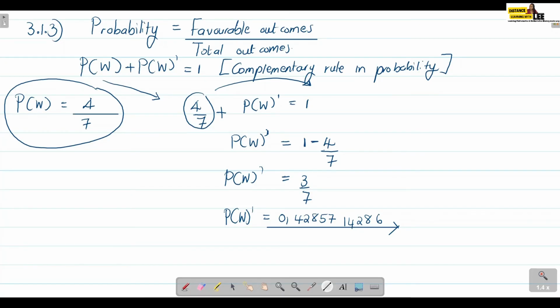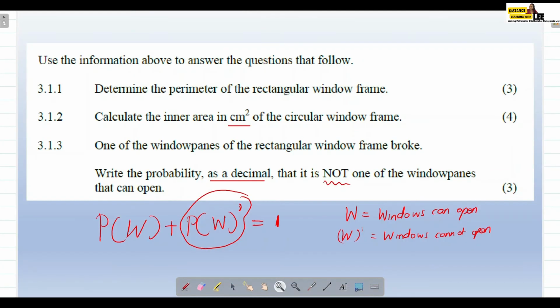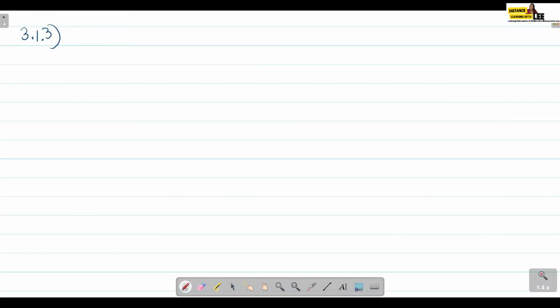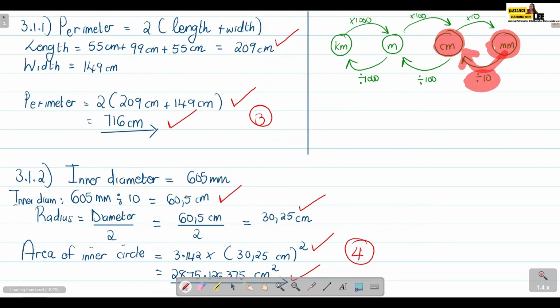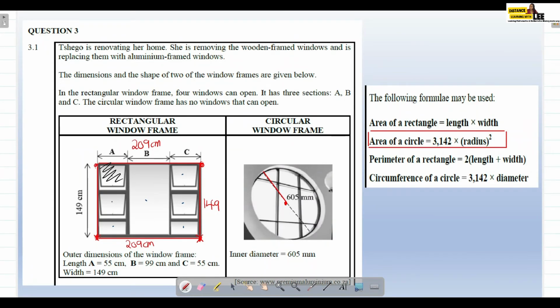Okay, or we can approach this question in this way. They're telling us that one of the window frames broke. What is the probability that it is not one of the window panes that can open? Okay, so in this case, we know that probability is equal to favorable outcomes over your total outcomes. So let's just start off with our total outcomes. So how many window panes do we have in this window? We basically have 1, 2, 3, 4, 5, 6, 7.